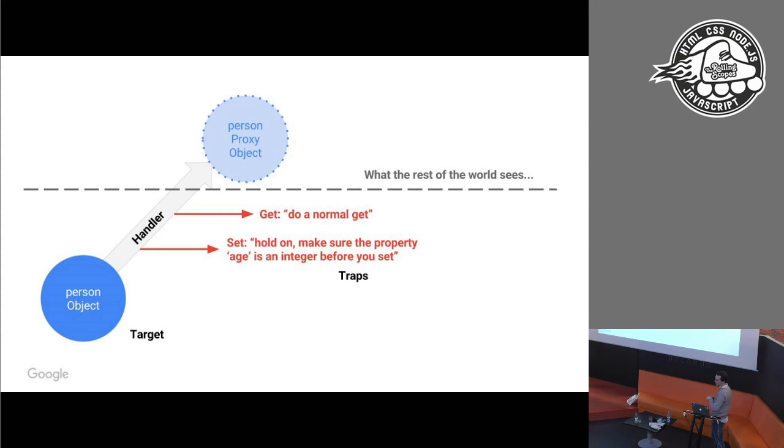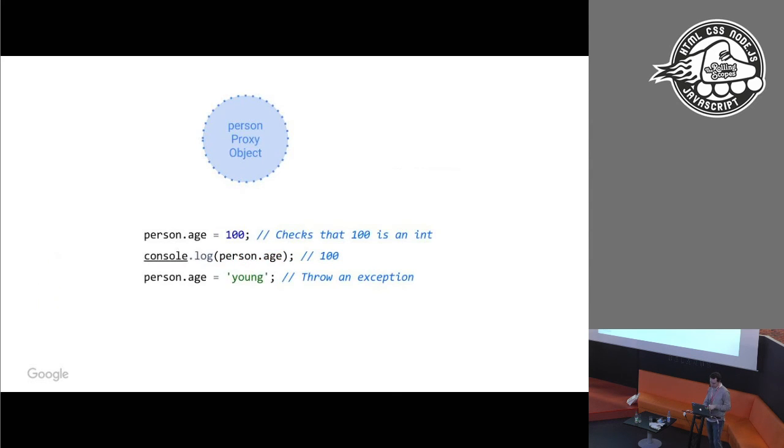but you can go on Mozilla Developer Network, just Google proxy examples, and you'll get a bunch of examples. I just want to give you a sense of the power of this feature. And then, with this new proxy object, you can perform those actions that I hinted at earlier. You can set an integer to the age property in this case, and it checks out. And you can try to set a string, and it'll throw an exception because it wasn't valid.